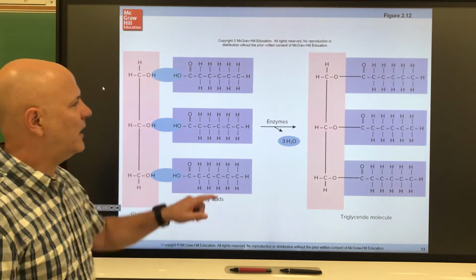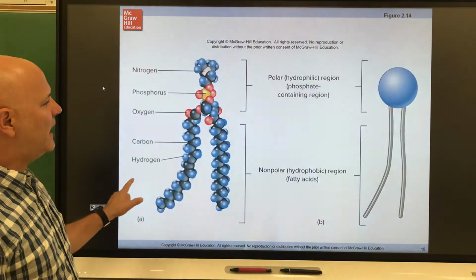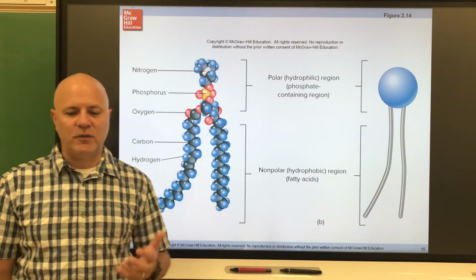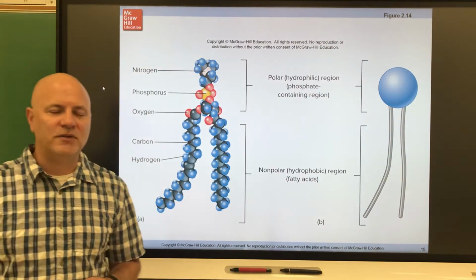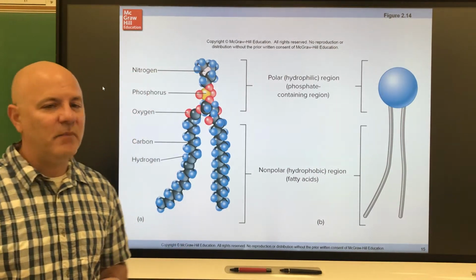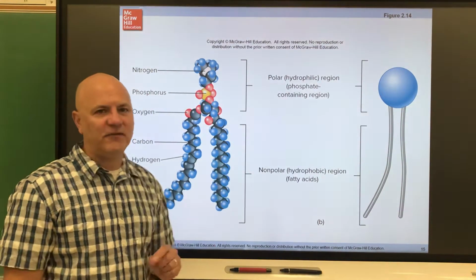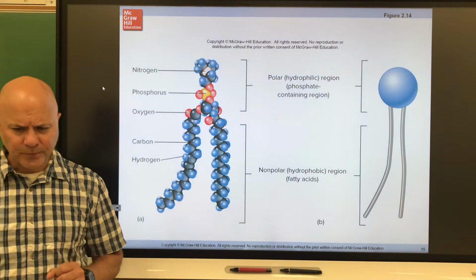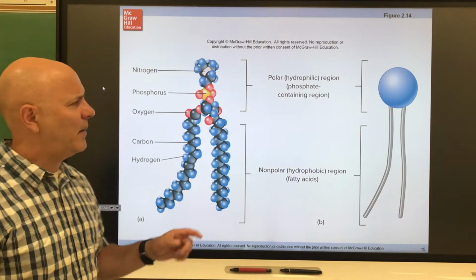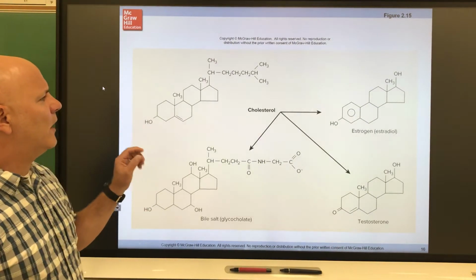Okay, let's look at other lipids. Next are phospholipids. I just want to bring these guys up. We're going to talk about them much more in the next chapter, but these are the main component of membranes. So phospholipids are the main component of membranes, and as I said, we'll talk about these some more later on.